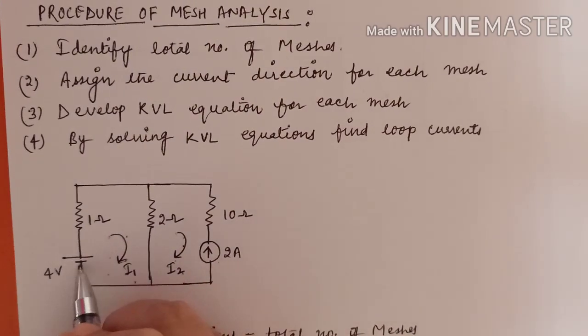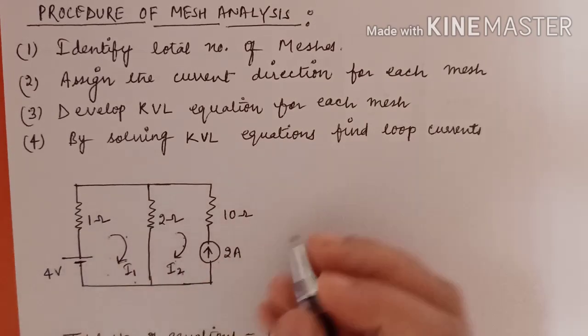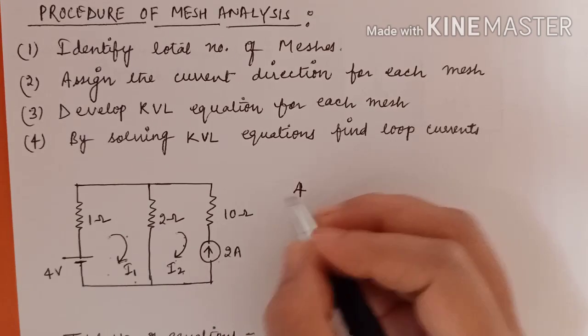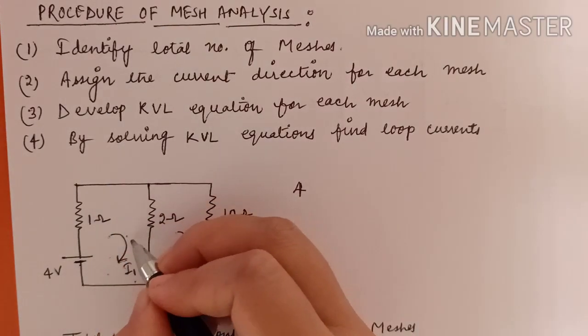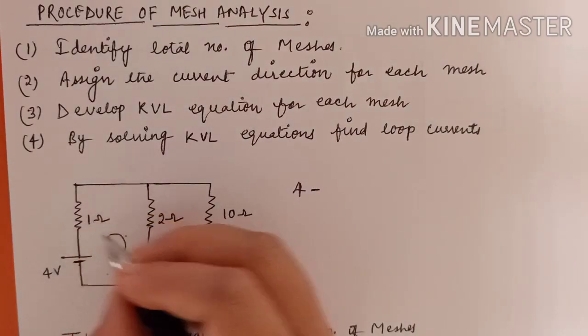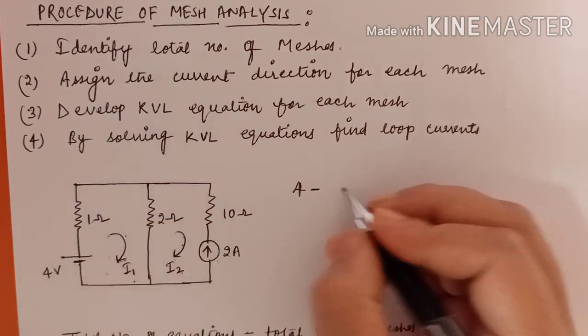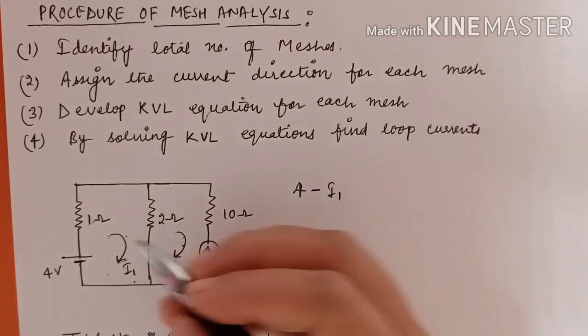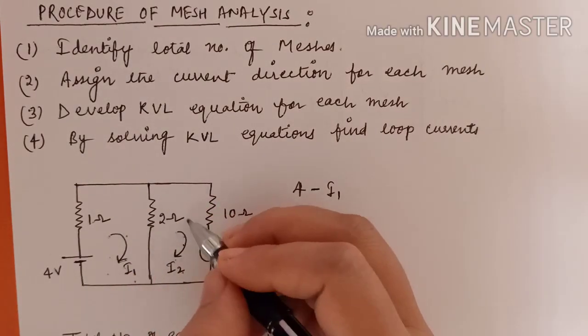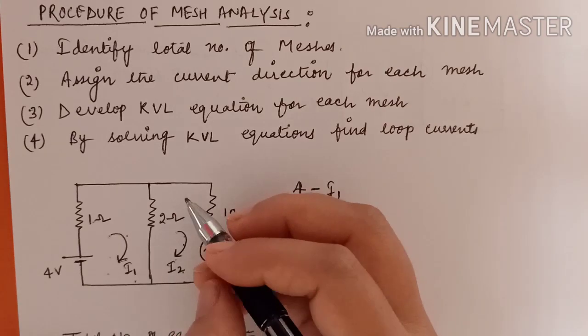So here this 4-volt battery is there, and the minus sign is there. So by sign convention, this will be plus 4. Now I am moving in the direction of the current. So by sign convention, I am taking minus. What is the voltage drop here? I1 into 1, so I1. Clear? Now I came here. Here one current is your I1, another current is your I2. Clear?